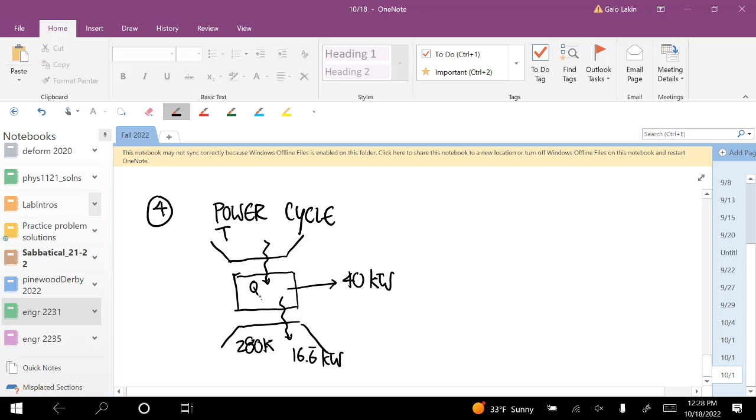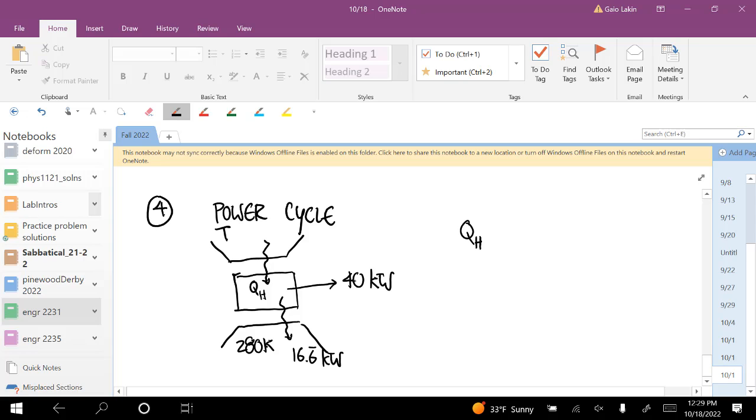And here's QH. Well, the first law says QH. And by the way, you do have to be careful with whether you're doing it on a rate basis or on an absolute, joules basis. I sort of have them mixed here.